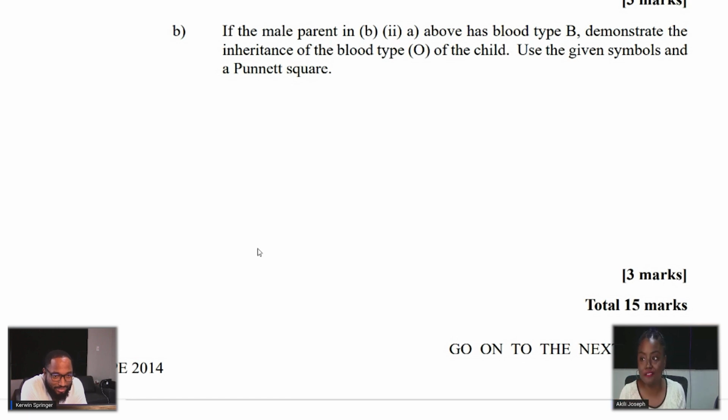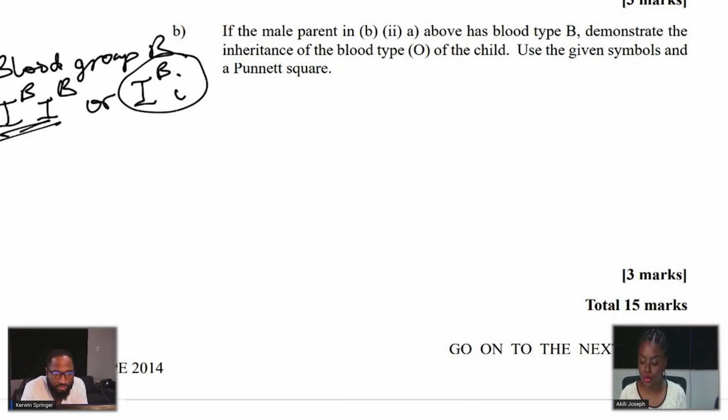They say if the male parent in part A above has blood type B, which is what they told us before, demonstrate the inheritance of the blood type O of the child. Use the given symbols and a Punnett square. So when they ask us to do the Punnett square here, this is what we're going to show, like the cross. What are the possibilities of the crosses that can happen that would result in a child that would be blood type O? So we have mom and we have dad, right?